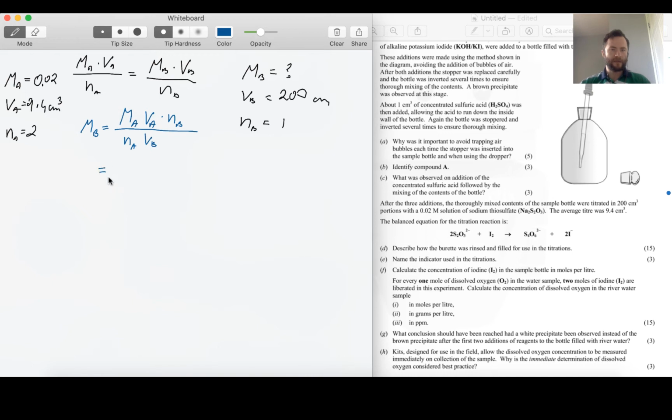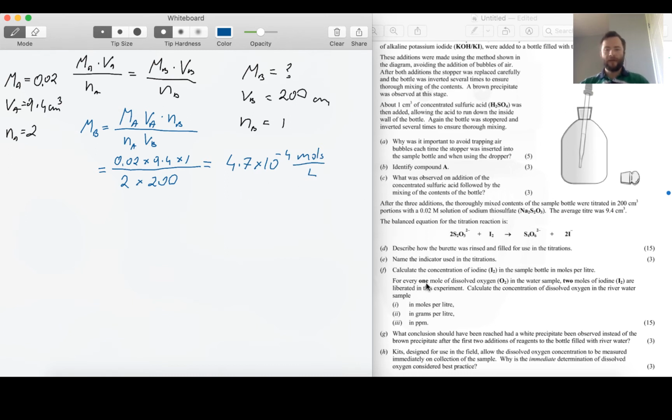And if I substitute in, Ma is equal to 0.02, Va is equal to 9.4, Nb is equal to 1, all that divided by Na, which is equal to 2, multiplied by 200, to get the molarity of this solution to be equal to 4.7 times 10 to minus 4 moles per liter. So that's the molarity. First part of the question done.